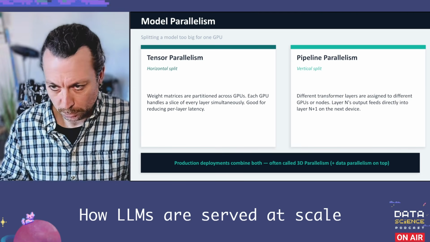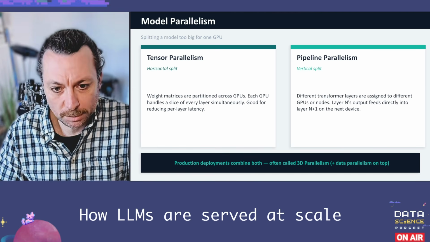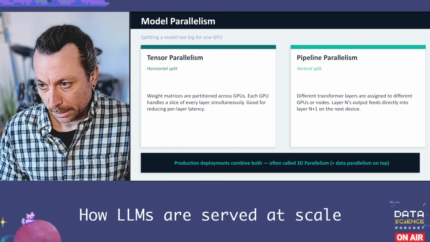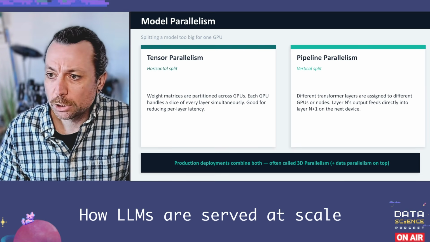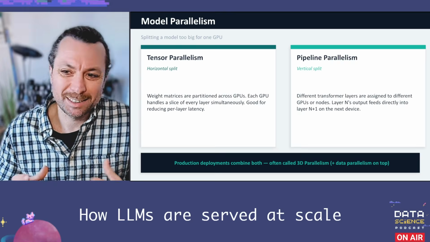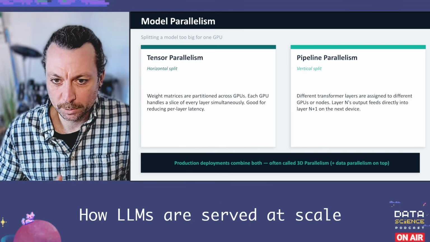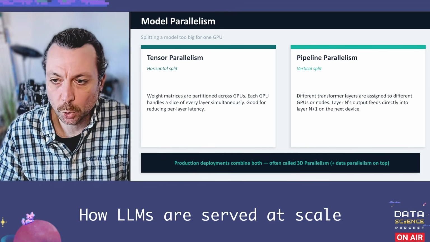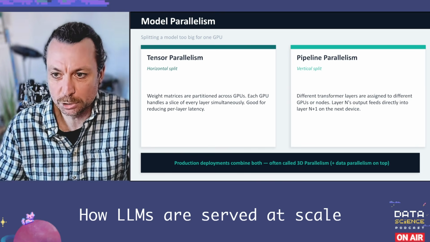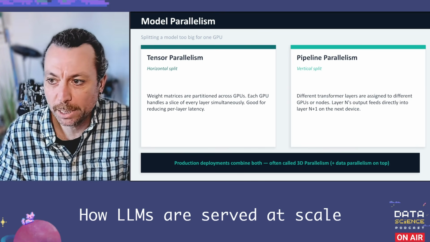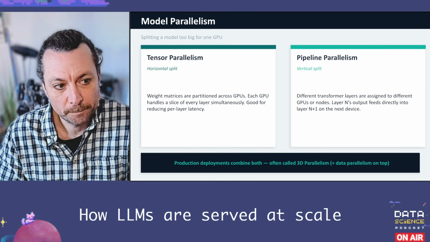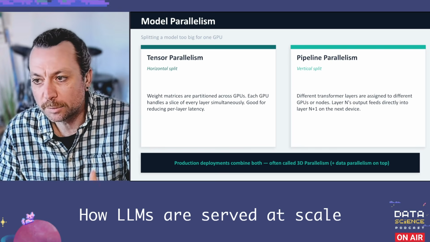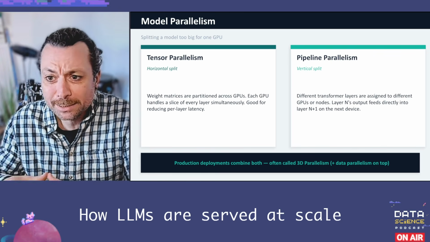And then, of course, you need to find a way to recombine these things in parallel. The second form of parallelism is the vertical split, in which the transformer layers, and I'm not going to go into the details of what a transformer is, but essentially it's the functioning core of pretty much any large language model. The GPT family of models are all based on the concept of transformer. And transformer has layers, and different layers are assigned to different GPUs or entire nodes.